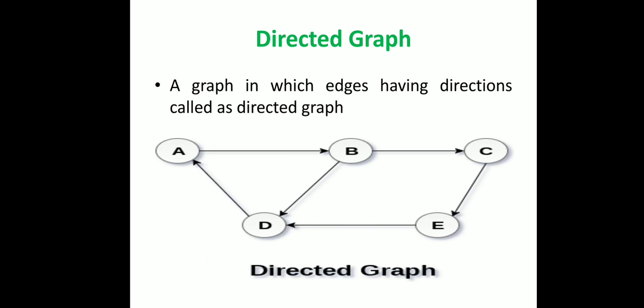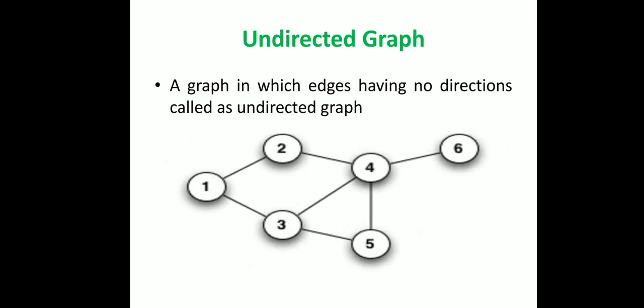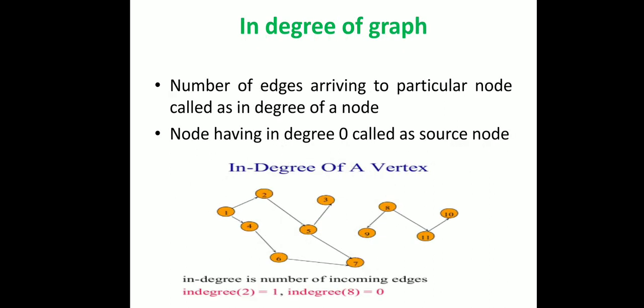So see in this example, edge A to B has some direction, means a person can go from A to B but cannot go from B to A, right? So all are directed edges, having some direction. So that's why it is called a directed graph. Now if a graph doesn't have any directions, then that graph is called an undirected graph. So 1 can go to 2, 2 can go to 1, 1 can go to 3, 3 can go to 1.